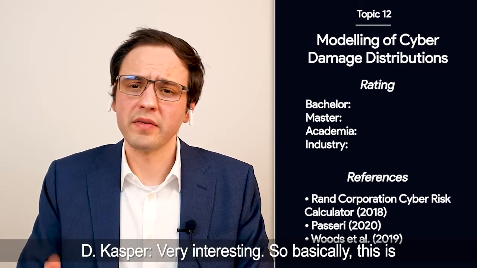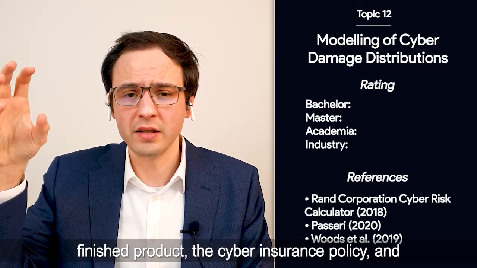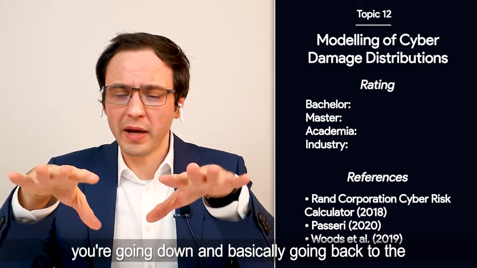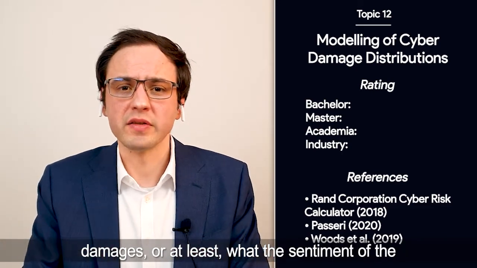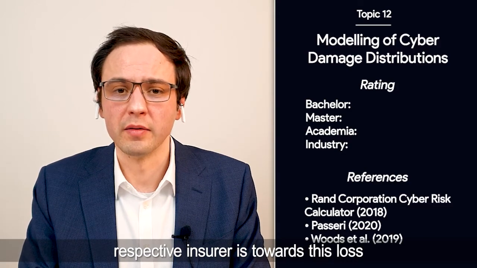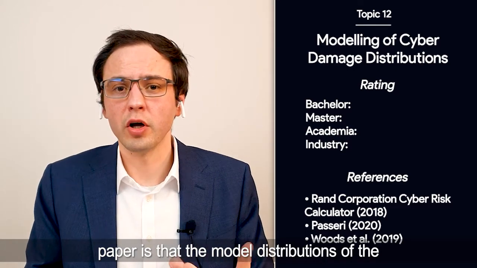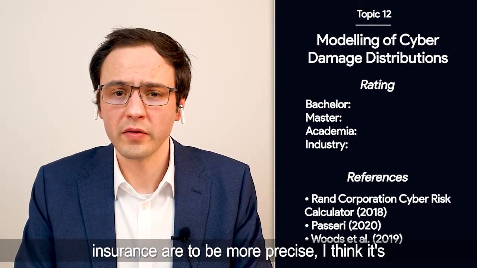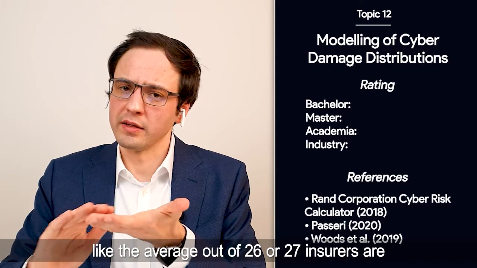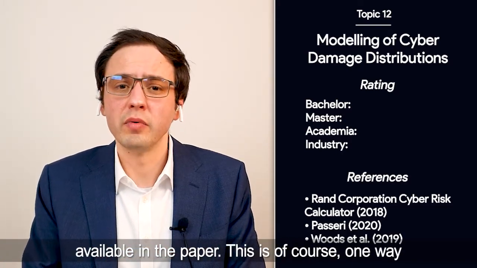Very interesting. So basically, this is a top-down approach. You're basically coming from the finished product, the cyber insurance policy, and you're going down and basically going back to the damages, or at least what the sentiment of the respective insurer is towards this loss distribution. The interesting part about Daniel's paper is that the model distributions of the insurers, or to be more precise, I think it's like the average out of 26 or 27 insurers, are available in the paper.